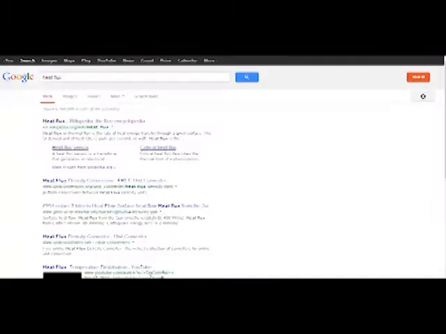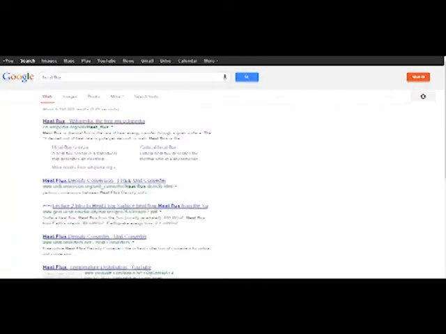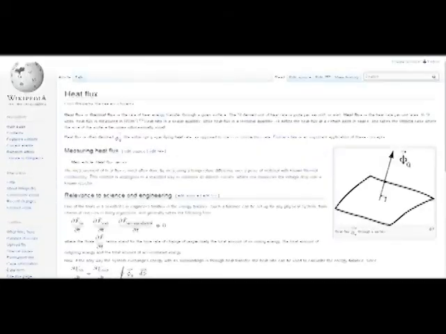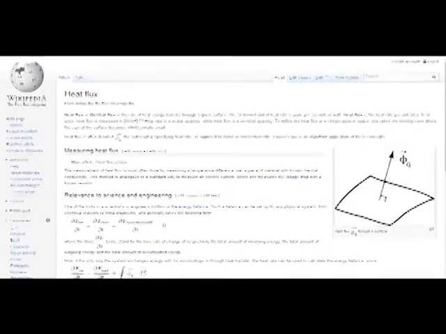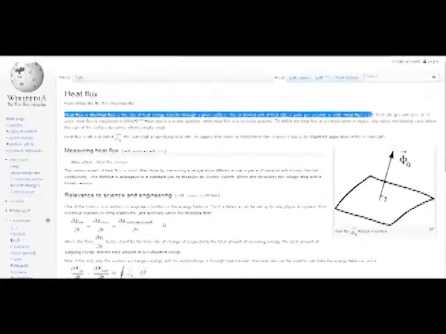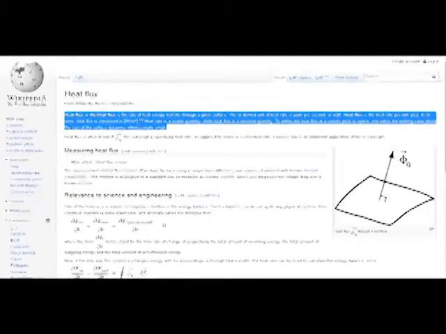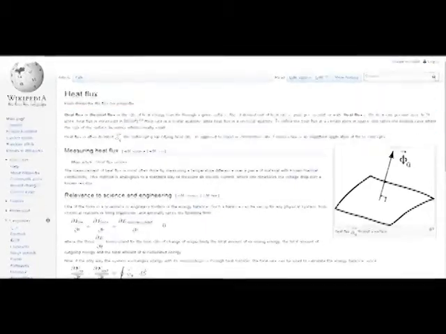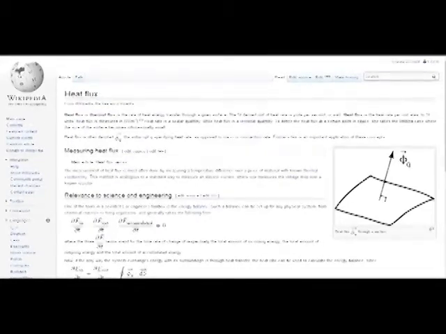Let's check our friendly Google search engine about that. Okay, so heat flux. Let's click on Wikipedia. Let's wait for a while to load. Okay, so heat flux or thermal flux is the rate of energy transfer through a given surface. The SI derived unit of heat rate is joule per second or watt. Heat flux is the heat rate per unit area.